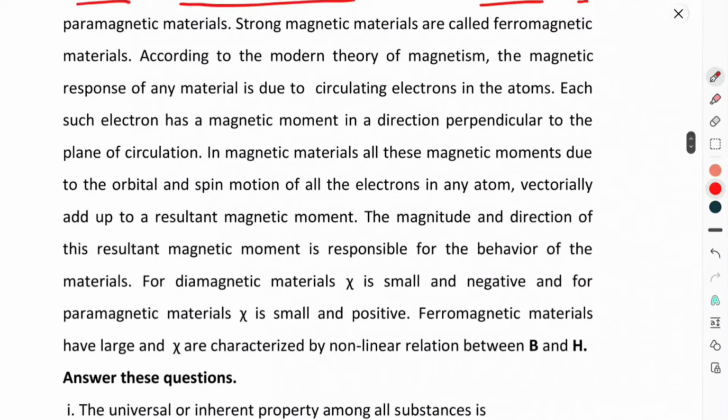According to the modern theory of magnetism, magnetic response of any material is due to the circulating electrons in the atoms. Each such electron has a magnetic moment in the direction perpendicular to the plane of the circulation. In magnetic materials, all these magnetic moments due to the orbital and spin motion of the electrons in any atom add up vectorially to the resultant magnetic moment. The magnitude and direction of the resultant magnetic moment determine the behavior of the materials.